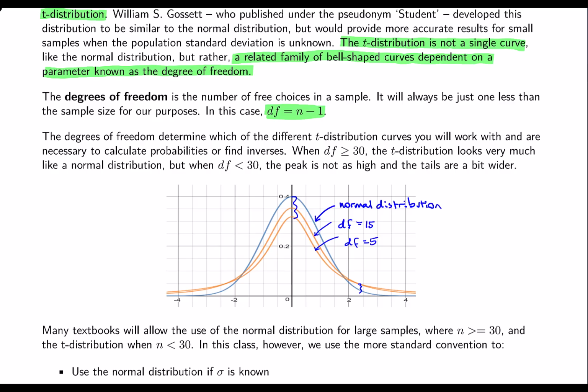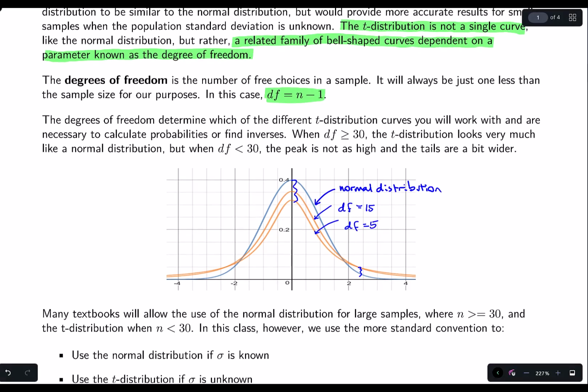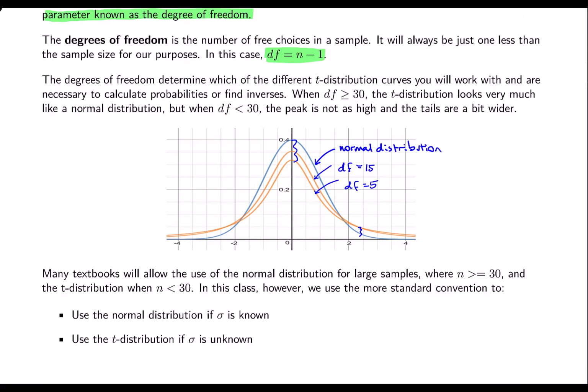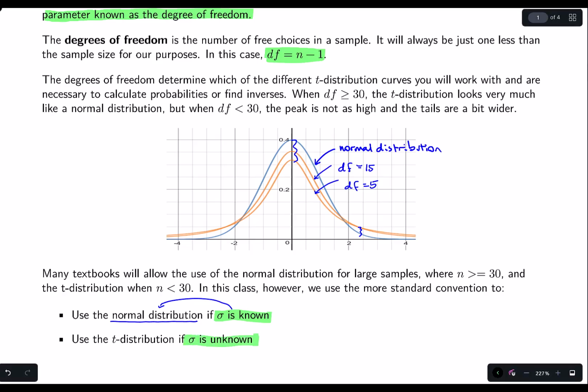So many textbooks actually use a rule that says if you're using a sample where n is greater than or equal to 30, just go ahead and use the normal distribution. But we use a different rule, and it's actually a bit more common to use this rule. If your population standard deviation is known, then you'll use the normal distribution. All right? If the population standard deviation is unknown, then you'll use the t-distribution. So that's how we'll choose.